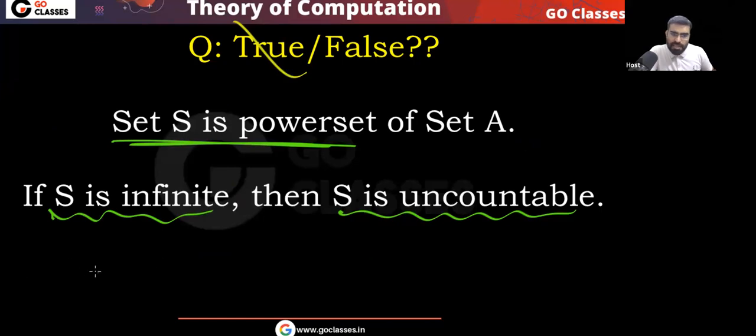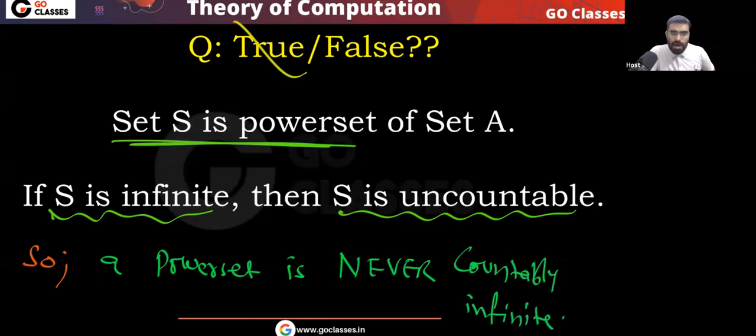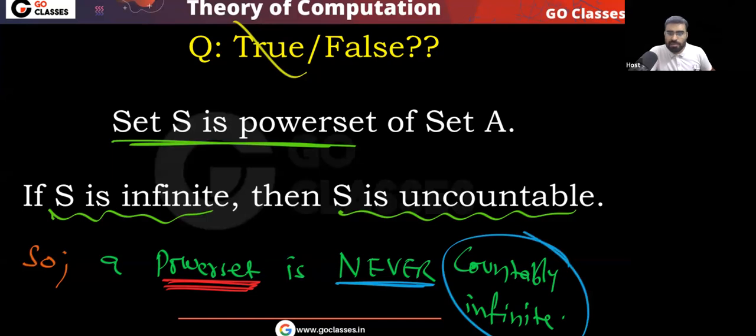So can I say a power set can never be countably infinite? Did you notice? A power set is never countably infinite. Agree? Interesting result, right? If you take the power set of any set, that is never countably infinite.